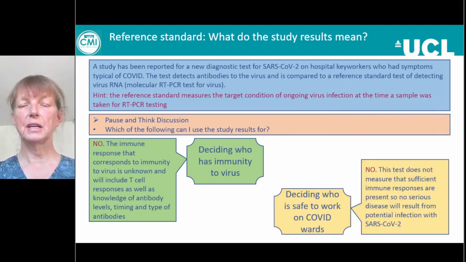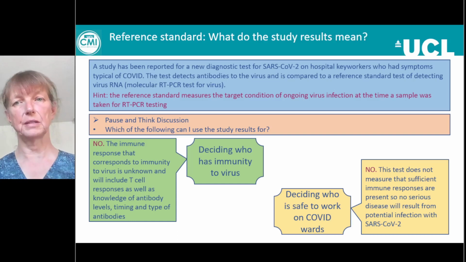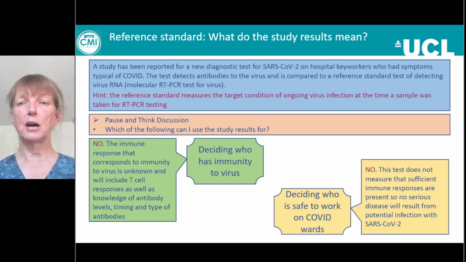Okay, can we use it to decide who's safe to go on the COVID wards? At this time there was no vaccination available, and the question is, are they safe to go on there with or without PPE? And preferably without PPE because there was a shortage of PPE. If we wanted to say that this test can be used to decide who is safe to be on the COVID wards, we'd have to say a positive result says they're safe and a negative result says they're not safe. So then our reference standard would have to be a reference standard that we knew ensured people were safe to work on the COVID wards.